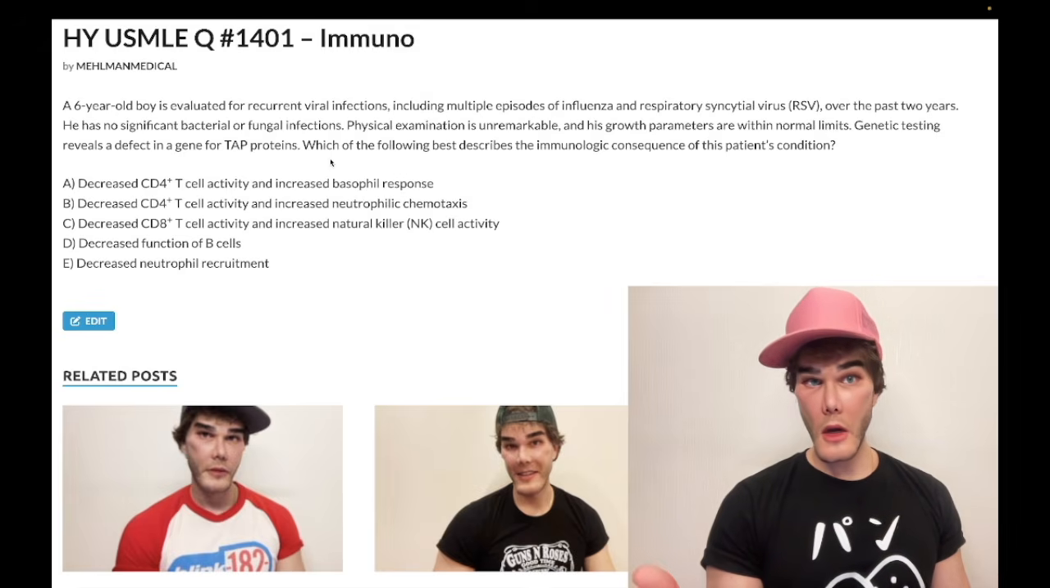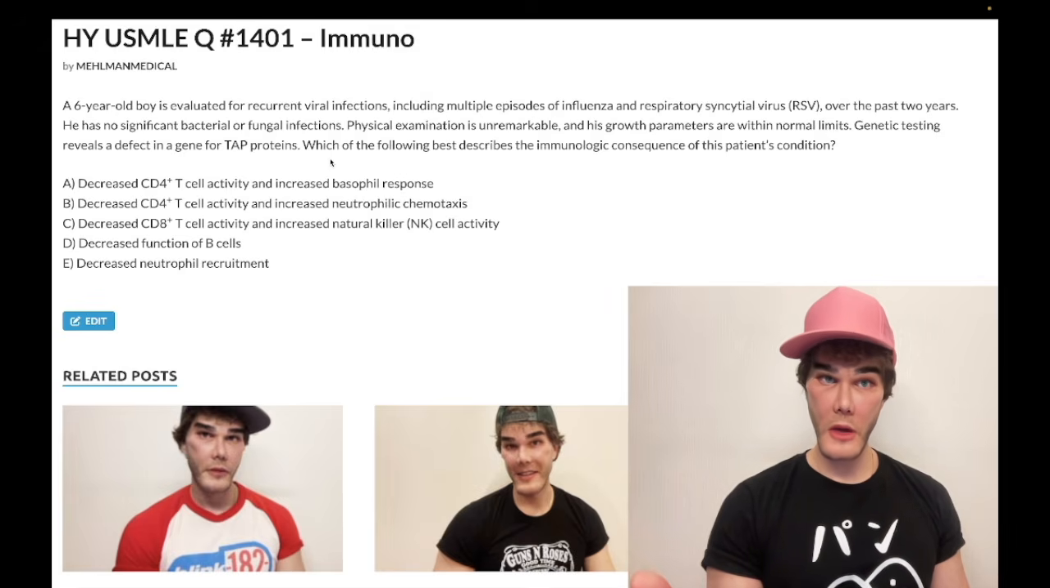So here we're telling you TAP proteins are messed up. We could have said beta-2 microglobulin is messed up. We could have said proteasome function is messed up. So we know we're dealing with MHC1, and MHC1 presents to CD8, MHC2, CD4. So if your MHC1 activity is decreased, your CD8 plus T cell activity is decreased.